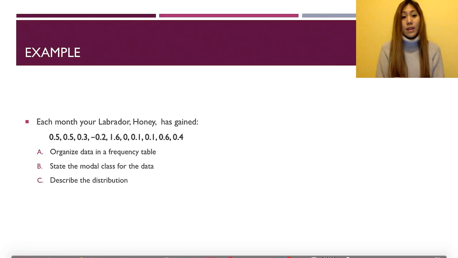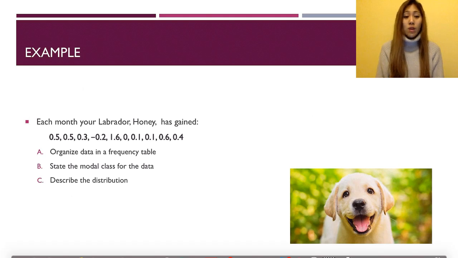Let's take a look at an example. So let's say each month your Labrador, Honey, has gained these amounts of grams. So first, organize the data in a frequency table, state the modal class for the data, and describe the distribution. State the modal class for the data just means what's the mode for the data, and describe the distribution. So most likely for this case, you're going to have to draw out a frequency table and graph it out. Let's give it a shot.